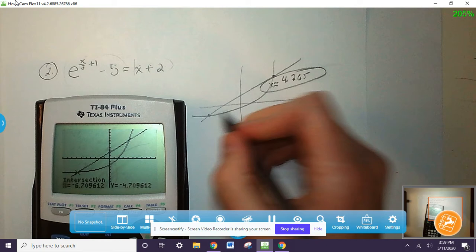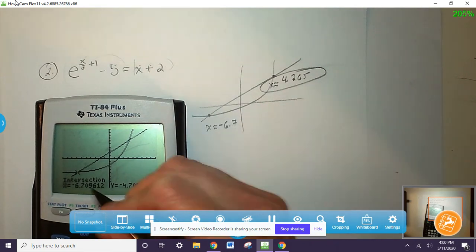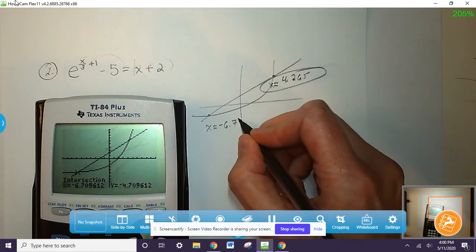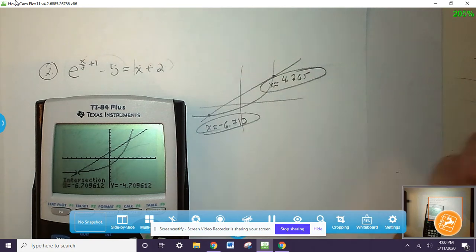And what we get over here is x is about negative 6.7. That 9 is going to round up because of the 6, so it's going to be 10 or 1. So you can put negative 6.71 or negative 6.710. Either one's fine if we're rounding to 3 decimal places.